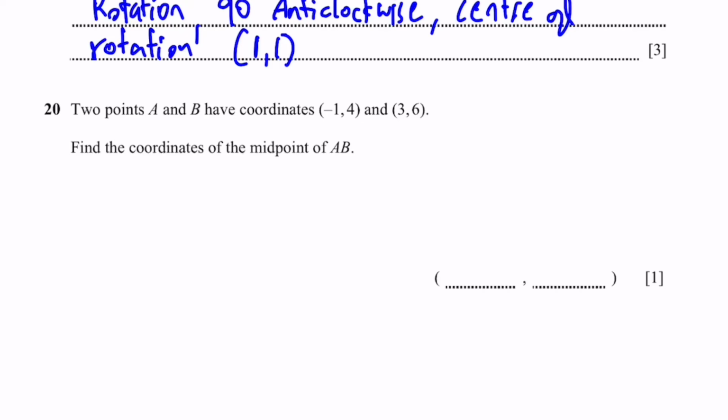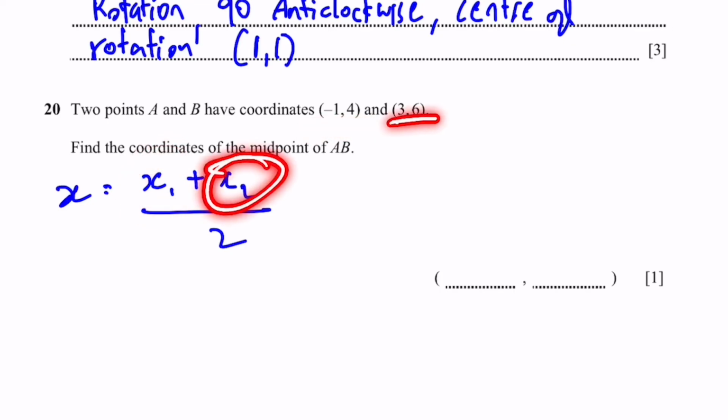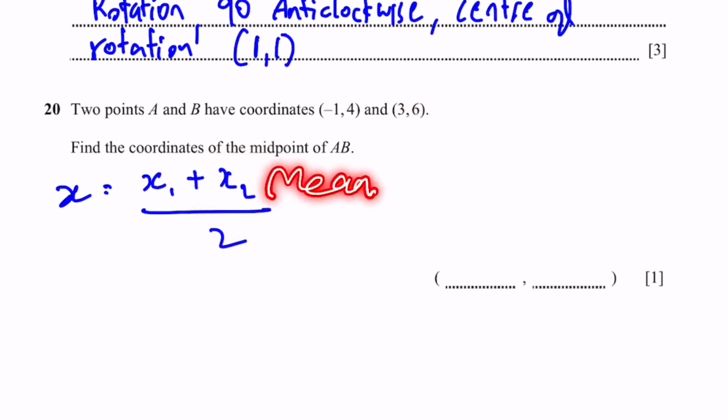Question 20. 2 points A and B have coordinates -1, 4 and 3, 6. Find the coordinates of the midpoint of AB, which is the line which connects these 2 points. So the x value of the midpoint of AB is equal to, using this formula which I'm going to write, x1 plus x2 by 2. What does this mean? The x of the first point plus the x value of the second point divided by 2. Or this is the mean average of the two x values.